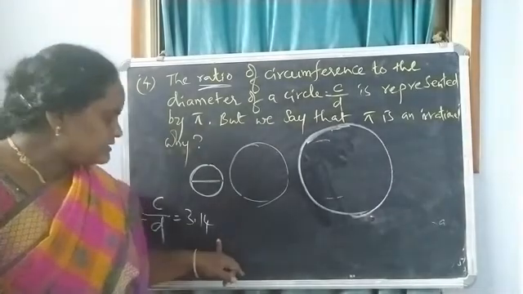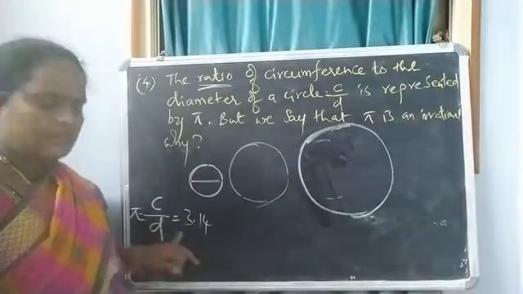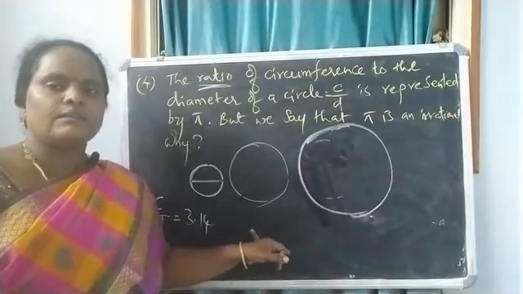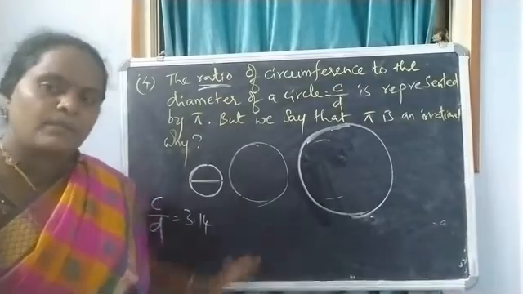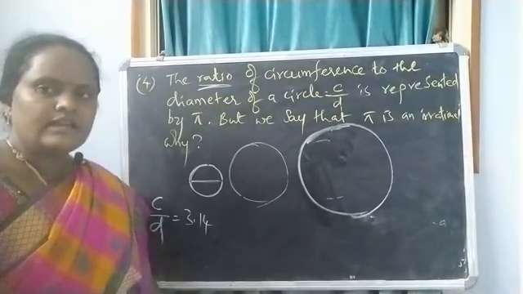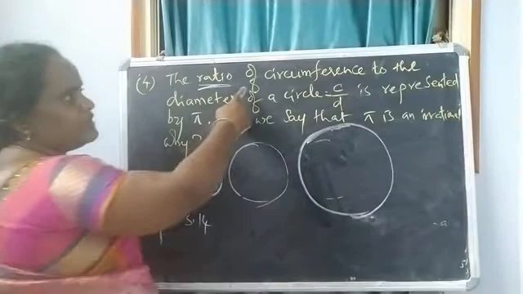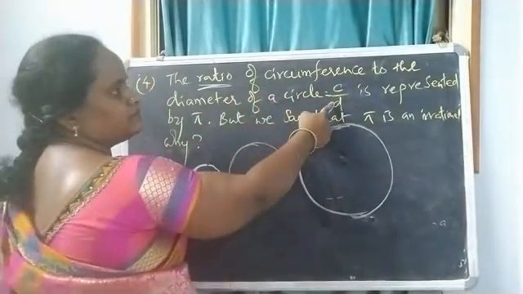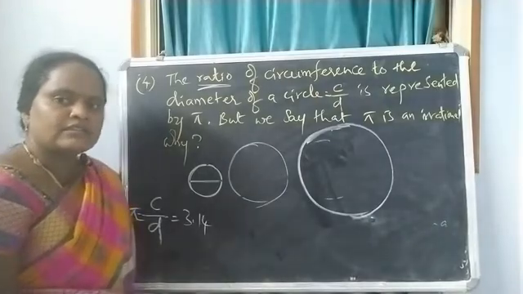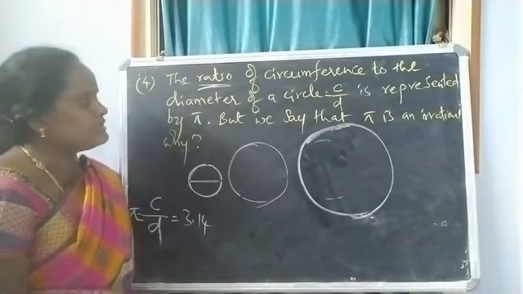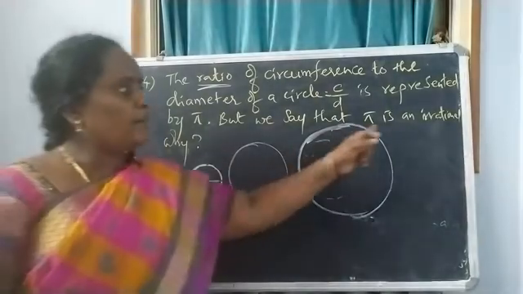Pi is always considered c by d, which gives a non-terminating, non-repeating decimal. Non-terminating, non-repeating decimals are called irrational, so pi is irrational. This is the history. Here the ratio of the circumference to the diameter, c by d, is represented by pi. The definition of pi is circumference by diameter, as we have just discussed. But why do we say that pi is irrational?